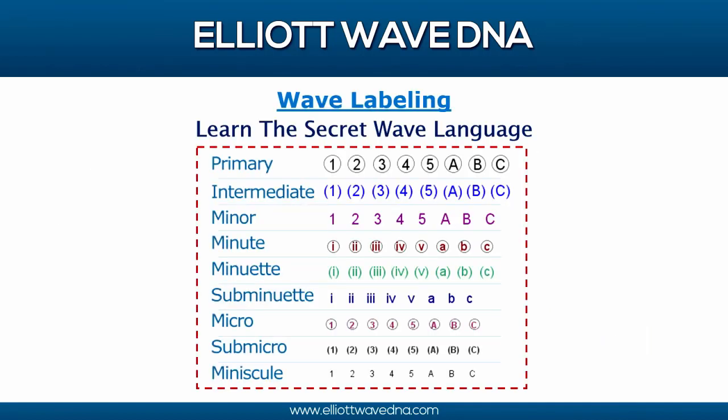This table shows standard wave labels that we are going to use on a daily basis. Each group will be used on a different time frame, and if you follow this label, you will always know where you are in the larger Elliott wave cycle. Now, let's see which labels are best to use for every time frame.